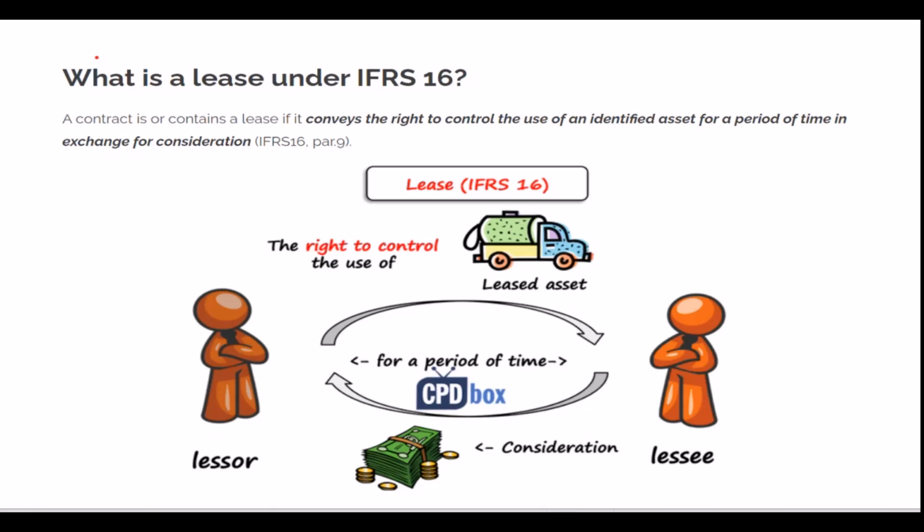Good. If you look at the picture, the lessor is here, the lessee is here. The leased asset is the truck. The lessee pays the lessor some amount of money, maybe yearly or monthly, for the use of the asset. Does everyone understand what a lease is? Any question on this? Maybe someone does not understand what a lease is. Yes, we understand. Good.